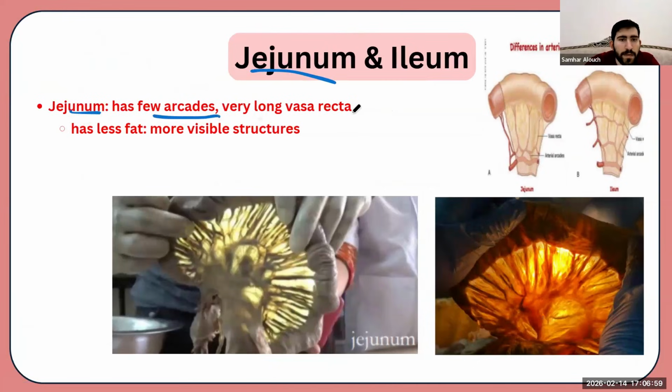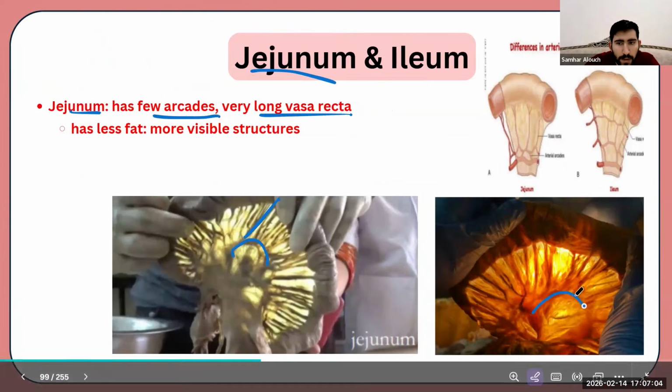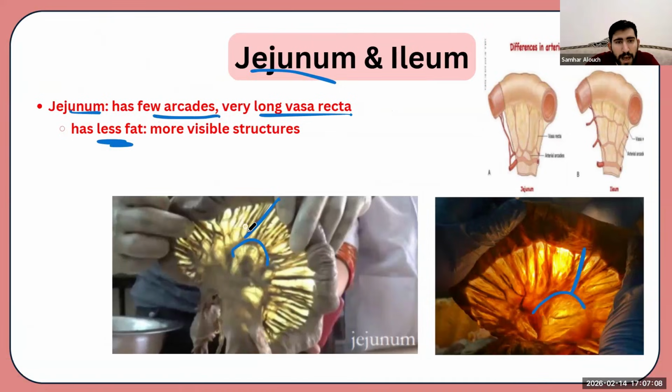Jejunum has few arcades and a very long vasa recta, as you can see. One arcade, very long vasa recta. And it has less fat, so its picture has more visibility. We can see everything because it barely has any fat.